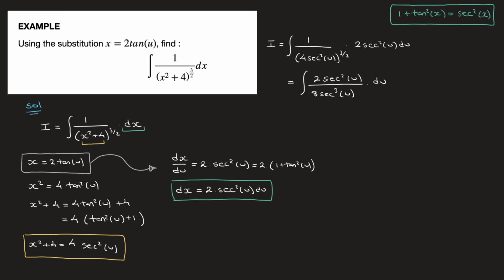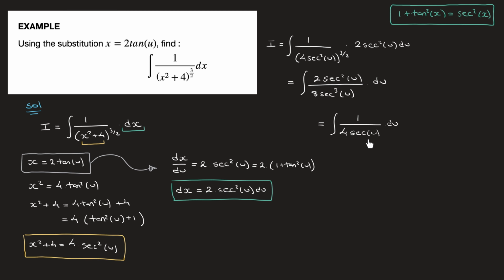And now looking at the integrand we have here, I'm sure you can appreciate that this 2 over 8 simplifies to 1 over 4, and secant squared of u over secant cubed of u leaves us with 1 over secant of u. In other words, this is equal to the integral of 1 over 4 secant of u.